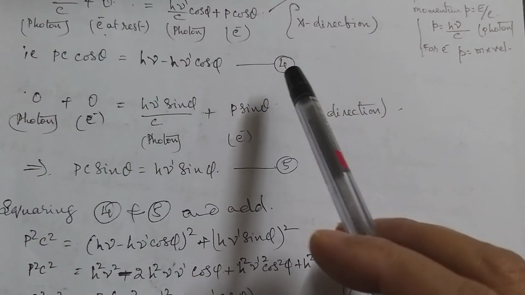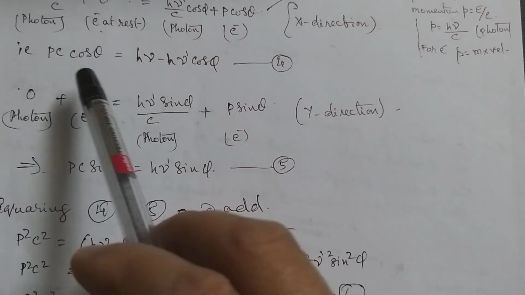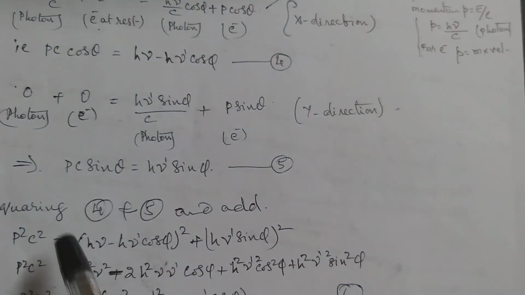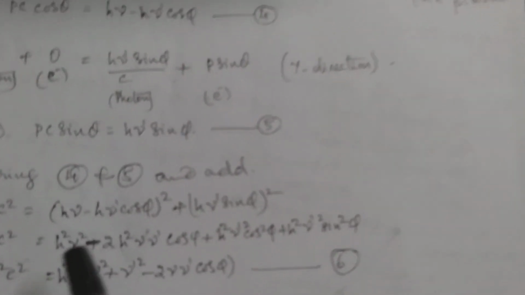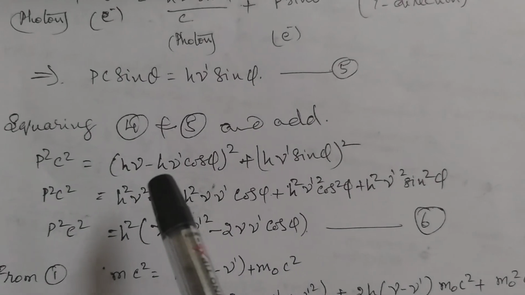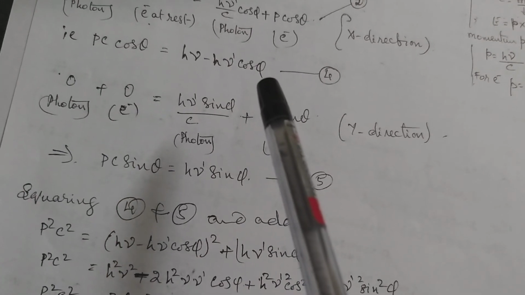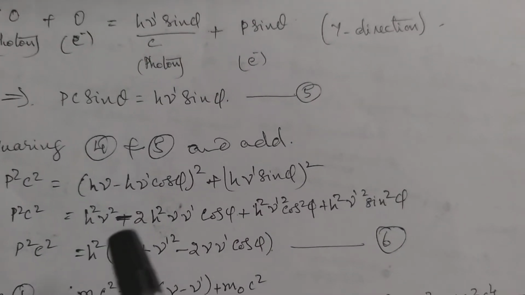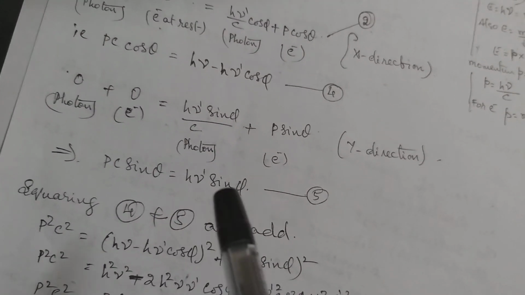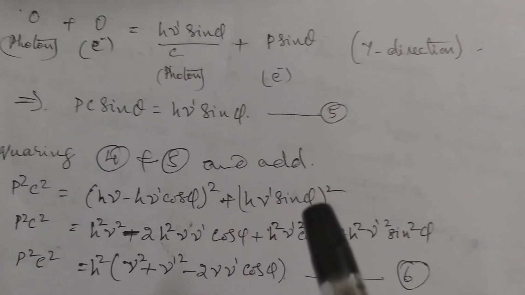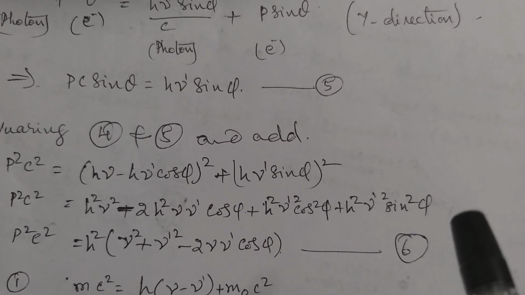Squaring equation 4 and equation 5 for simplifying, then you will get here p square c square cos square theta, p square c square sin square theta. So p square c square taken common, sin square theta plus cos square theta is 1. So this is equal to your addition of these two, h nu minus h nu dashed cos phi whole square. So a minus b whole square. And this is the second term in the second equation here, h nu dashed sin phi whole square. So a minus b whole square we have taken and written square of this.